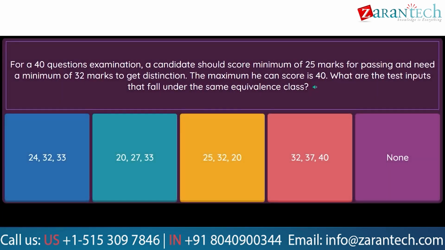Question, for a 40 questions examination, a candidate should score a minimum of 25 marks for passing and needs a minimum of 32 marks to get distinction. The maximum he can score is 40. What are the test inputs that fall under the same equivalence class?